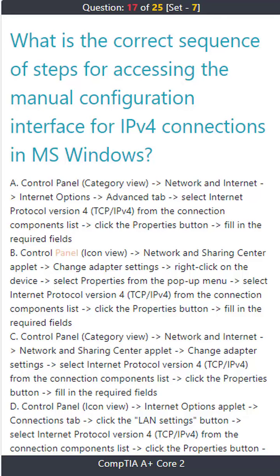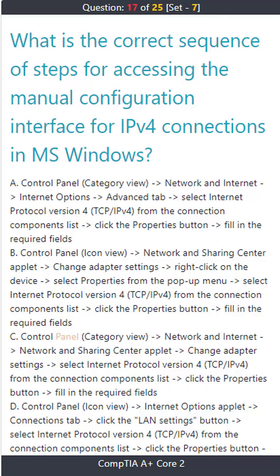B. Control Panel, Icon View, Network and Sharing Center applet, Change Adapter Settings, right-click on the device, select Properties from the pop-up menu, select Internet Protocol version 4, TCP/IPv4, from the Connection Components list, click the Properties button, fill in the required fields.